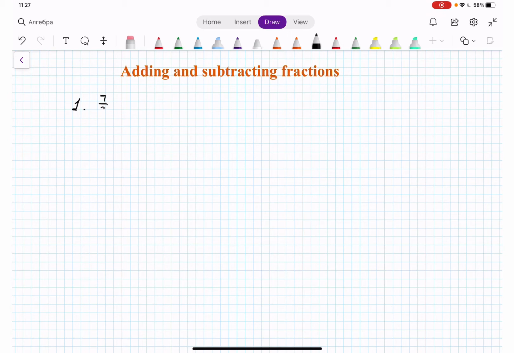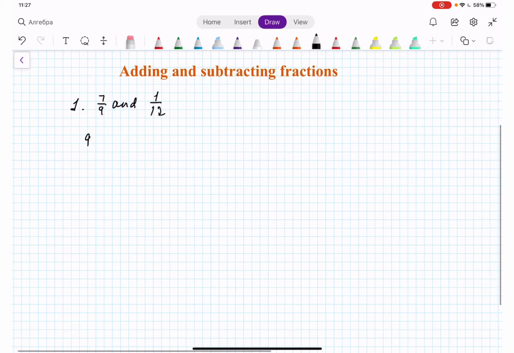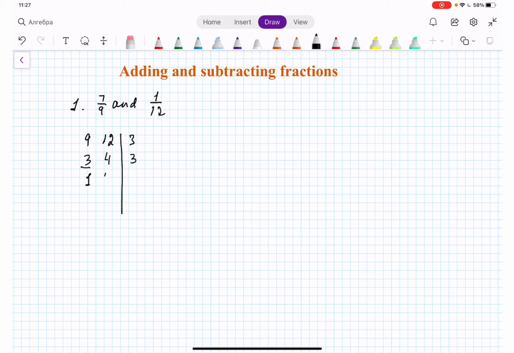7 over 9 and 1 over 12. So 9 and 12. We need to find a common denominator. So 9 we can divide by 3, right? So here is 3. 12 divided by 3 is 4. Next, 3 I can divide again by 3. It's going to be 1. 4 is not dividable. We don't get a whole number, so we leave it alone.